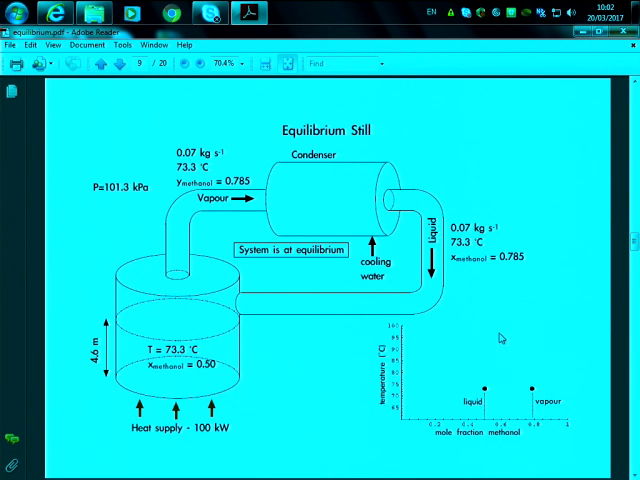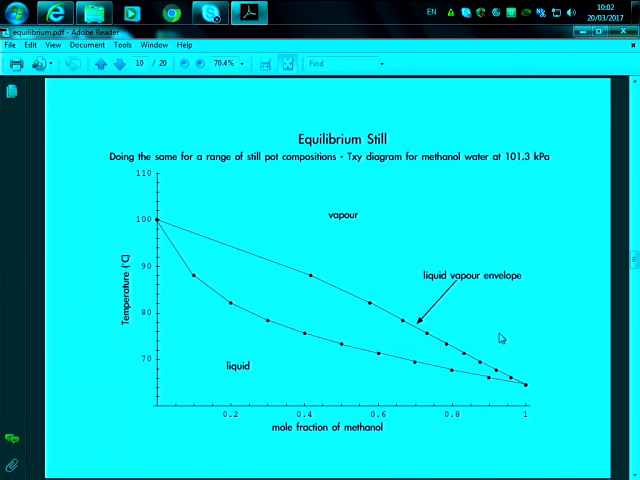They get the temperature in here, 73, and then they know the mole fraction of the liquid and the mole fraction of the vapor in this system. Okay? And then if we repeat this for different mole fractions, then we will have different temperatures, and we could generate this type of chart. Okay? So this type of chart is basically here liquid, vapor, liquid, vapor.